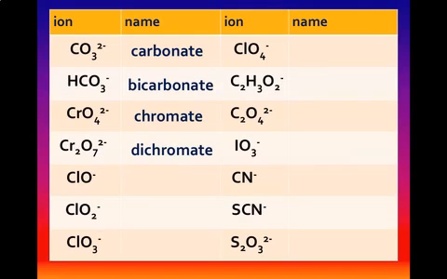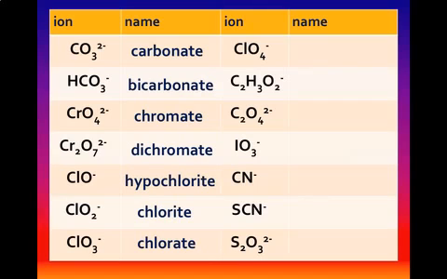Cr2O7. Next we have four different variations of chlorine with oxygen. ClO3 is chlorate, and one less oxygen, ClO2, is chlorite. But we also have ClO and ClO4, so we have to differentiate those as well. We have hypochlorite, perchlorate.